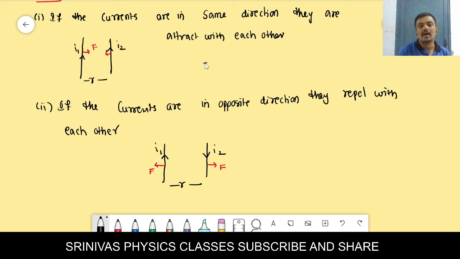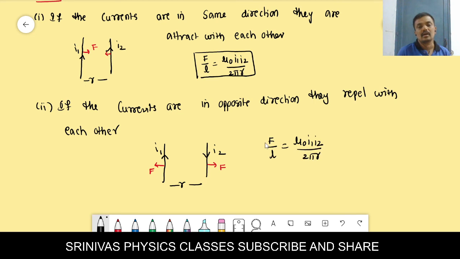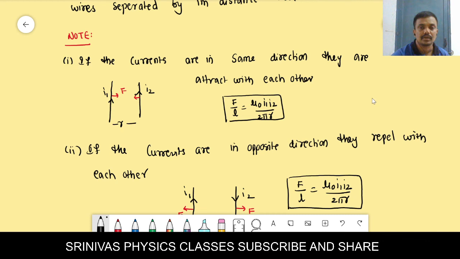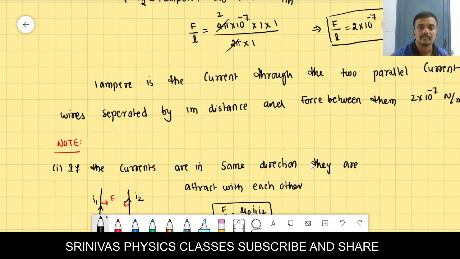What is the force formula? The force per unit length formula is mu naught I1 I2 by 2 pi r. This is the force per unit length. Here also the force per unit length formula is mu naught I1 I2 by 2 pi r. Understood, students? Clear everything?